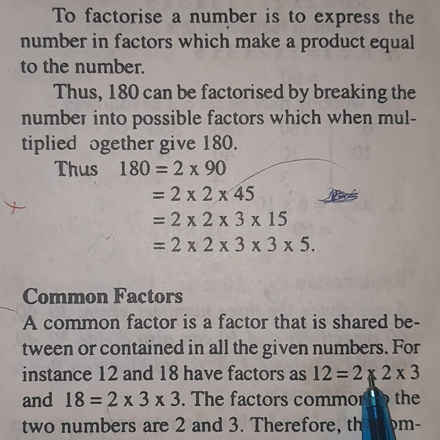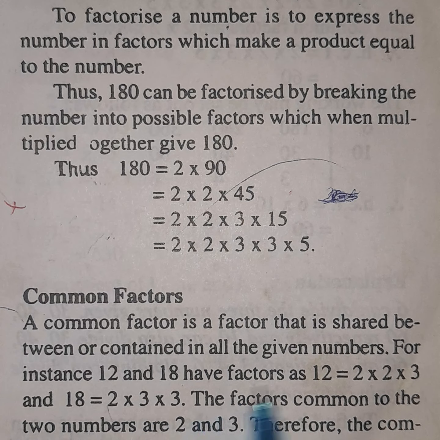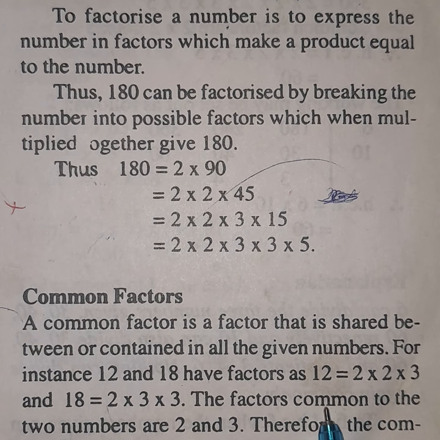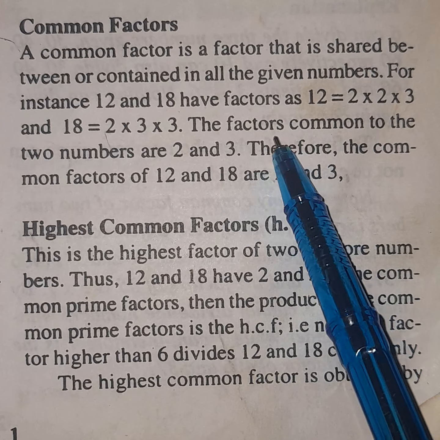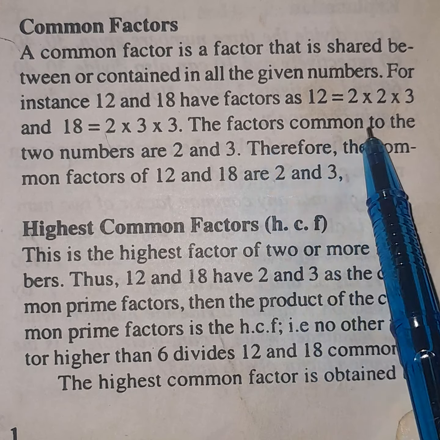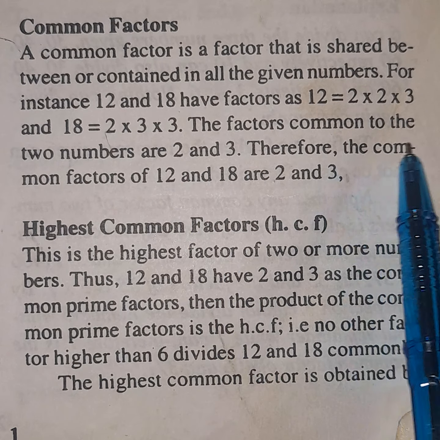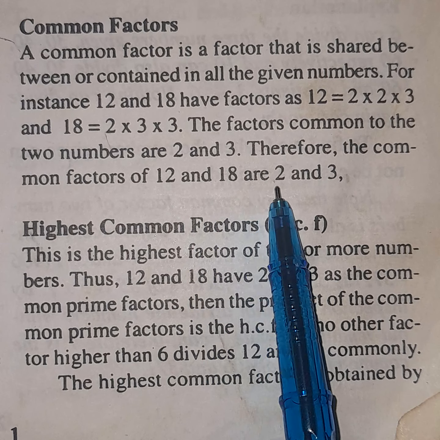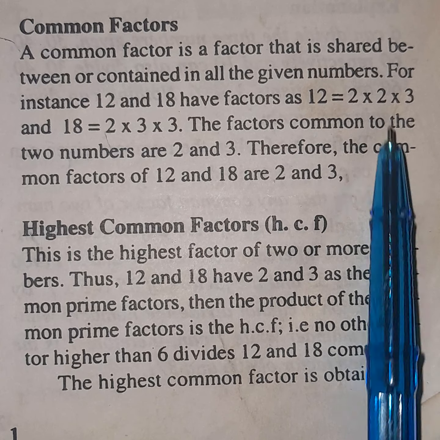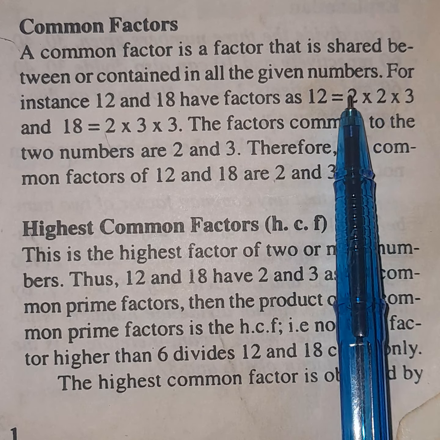Why? Because you can find 2 here in the factors of 12 and you can also find it here in the factors of 18. You can also find 3 here in the factors of 12 and you will also find 3 here in the factors of 18. So they are common, which makes it the common factor. Therefore, the common factors of 12 and 18 are 2 and 3 because they are common to both 12 and 18.